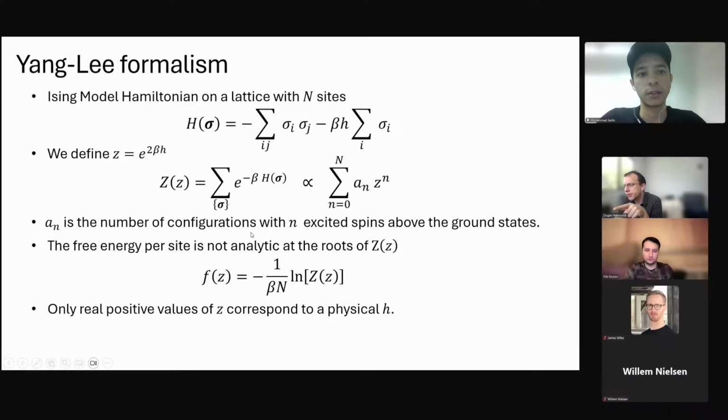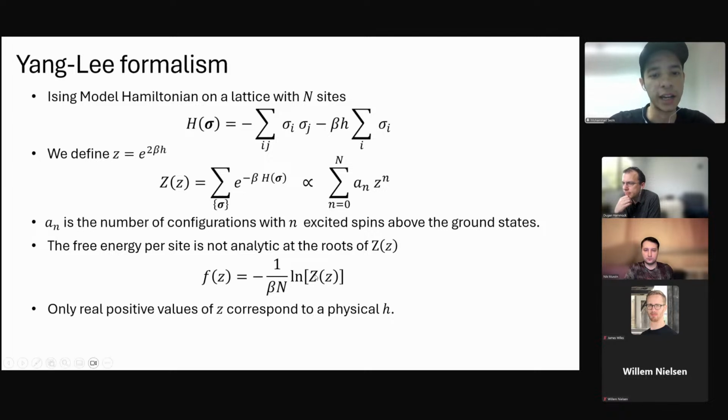Wait, so the polynomial has real coefficients? Yes, the polynomial has real coefficients, because all the coefficients are coming from just counting the number of states, and each state has e to the power minus sigma i sigma j to it. So complex roots, I think that's what you just said, they'll be in conjugate pairs. Yes, they will be in conjugate pairs.